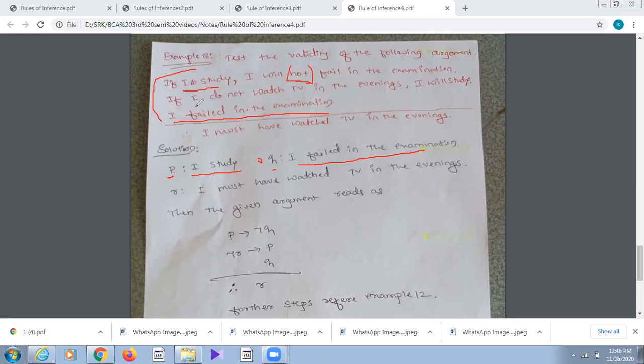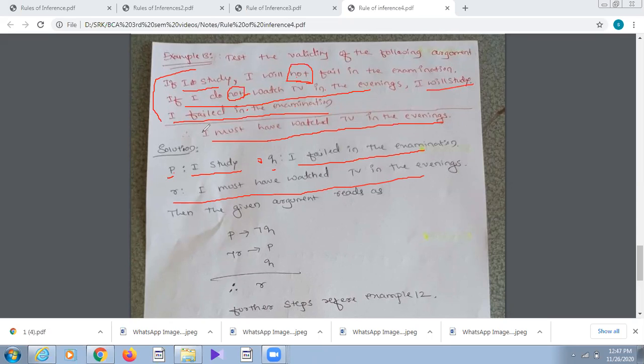Next here, I do not watch TV in the evening. So here also we got the not. So what is the opposite of this sentence? I watch TV in the evening. So that is the opposite. So check whether that sentence is there or not. So here there is: I must have watched TV in the evening. So this is the opposite of this sentence. So I will take this as R. So we denote this sentence as R. And next, I will study, already denoted, and failed exam, I have denoted, and this also I denoted.